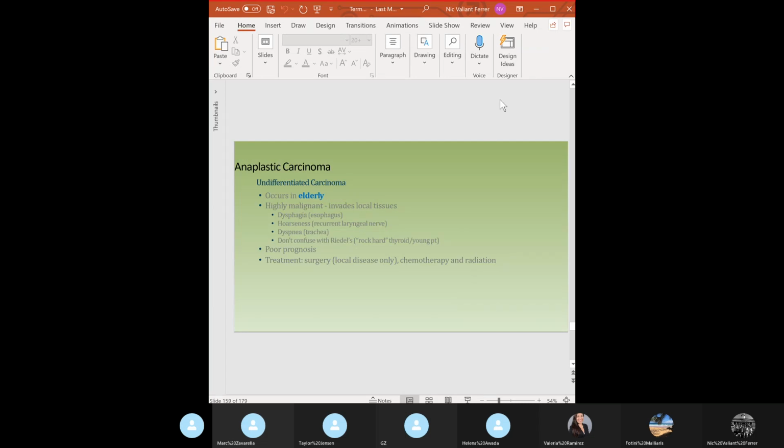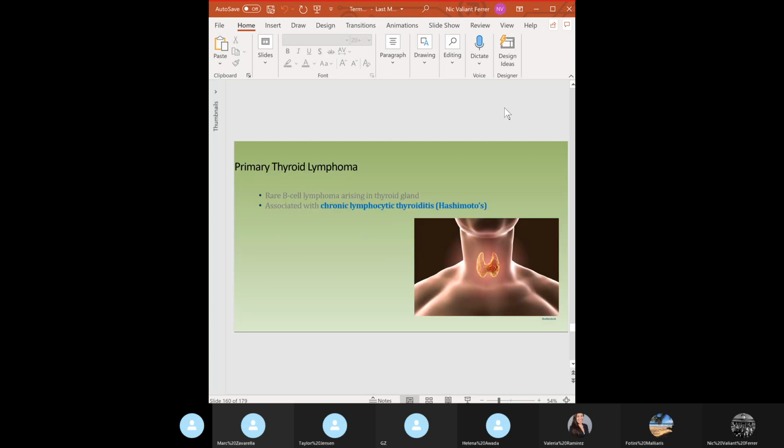Now, for anaplastic carcinoma, this occurs in the elderly. It is very, very highly malignant. What can we see? Dysphagia, hoarseness, dyspnea, poor prognosis. Treatment is surgical. Primary thyroid lymphoma is always associated with CLT, or chronic lymphocytic thyroiditis, or Hashimoto's.